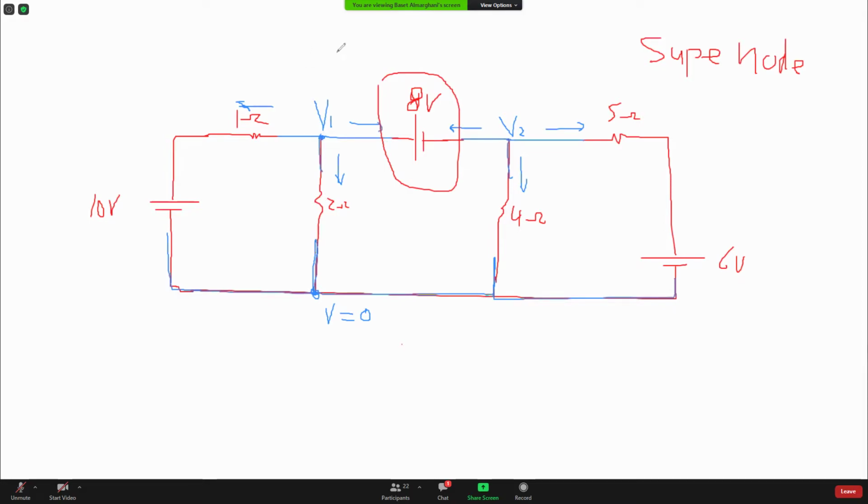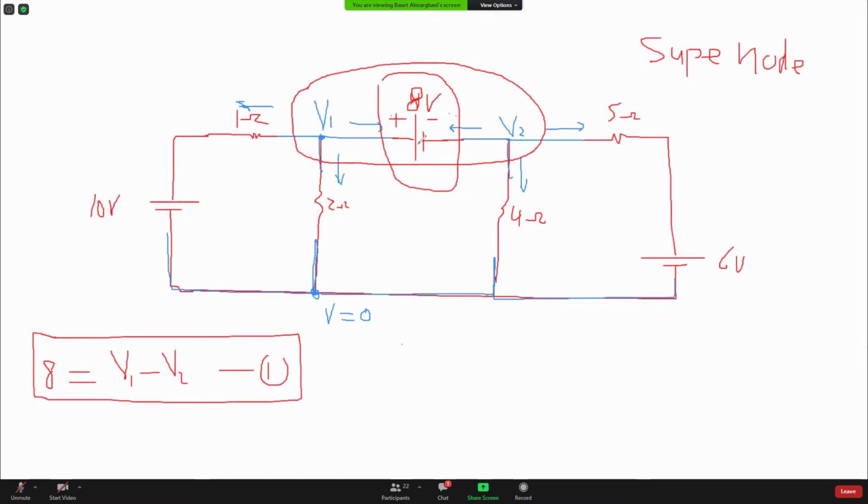So what is a supernode? A supernode, first thing, you're going to relate V1 and V2, those two nodes, with this source. So the 8 volt, see this 8 volt here, the positive from this side, negative from this side, so it is V1 minus V2. And this is the first equation. The voltage across this battery or source is actually the positive minus the negative, the difference between this point and this point. So it's V1 minus V2. So this is one equation.